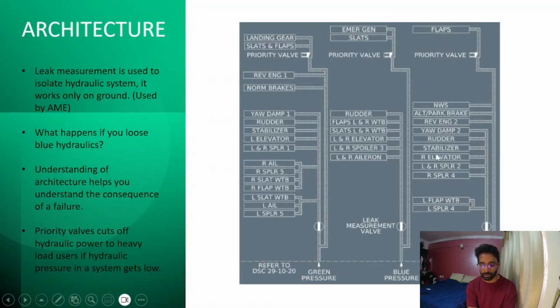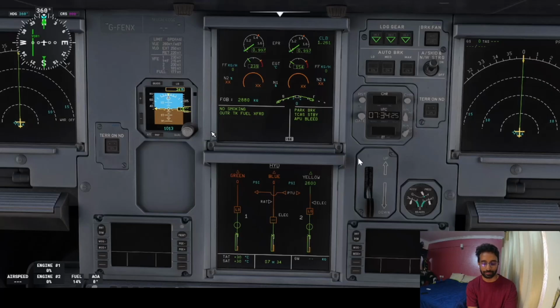Alright, see, if only your yellow is there, your flaps can work. You need your green for the slats to work, or you need your blue for the slats to work. Is your blue there? No. Is your green there? No. Why? Because the PTU is not running. So with yellow alone, only flaps can work, which is why the slats did not retract.